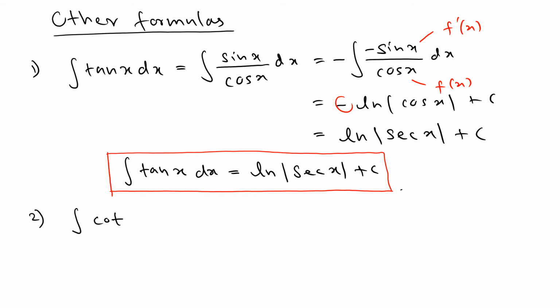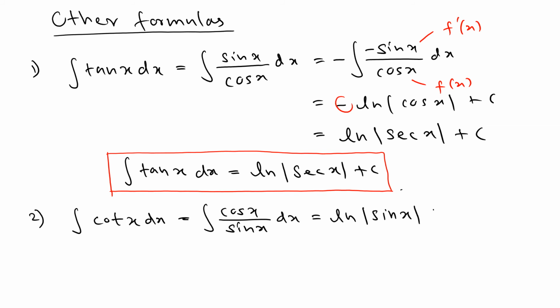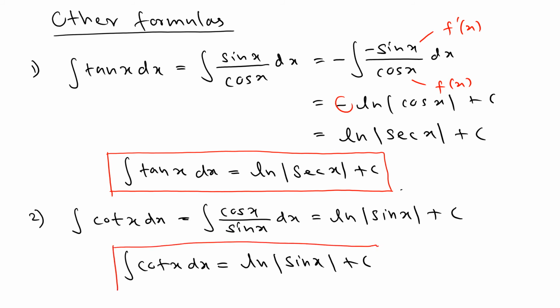Similarly, you can try cotangent x dx. What does cotangent mean? Cotangent means cosine over sine. But this case is easy because we know that the cosine is the derivative of sine. That means this is simply natural log sine x. So no much trouble, and that means we have another formula. If we integrate cotangent x dx, you get natural log sine x plus c. So that's the other formula. Perfect. So what else do we have?